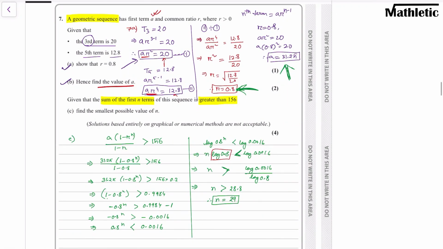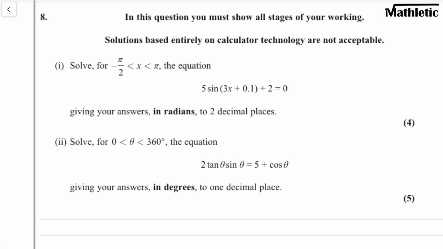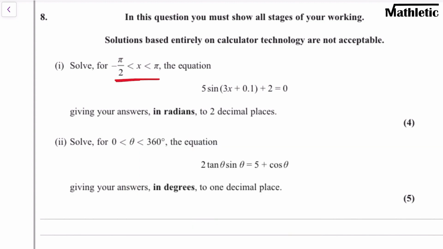So this is number 7. Next is number 8. Number 8 is based on trigonometry. I have a separate video based on the quadrants and the formulas with an example math, so you can check that video before solving this question. This one is actually a little bit complicated because of the involvement of negative angle. We have both positive and negative sides. Even though the question is based on radian mode, I will be solving this in degree mode because it's easier to actually analyze the range in degree mode.